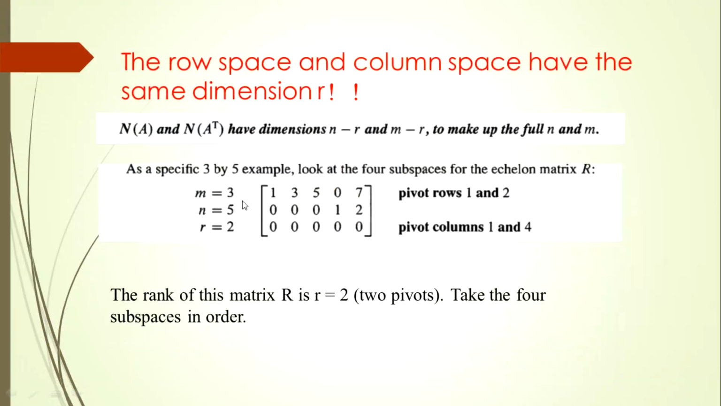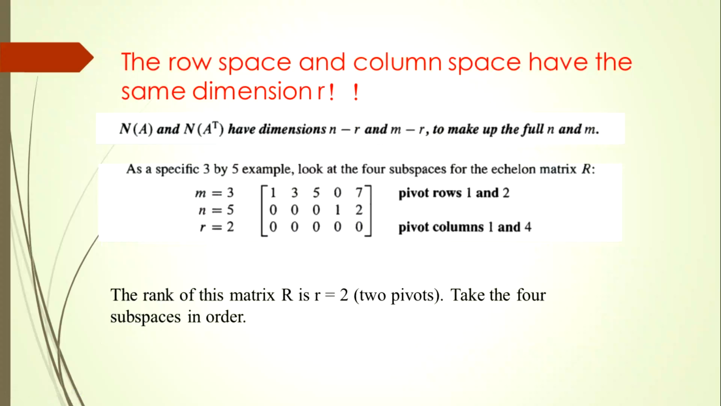Now let's look at this example. This is a matrix R in 3 by 5 format. From this RREF form, it's obvious the rank is 2, right? M equals 3, N equals 5, R equals 2. So here the column space, the rank of the column space is 2, right? Oh, sorry, the dimension, not the rank. The dimension of the column space is 2.